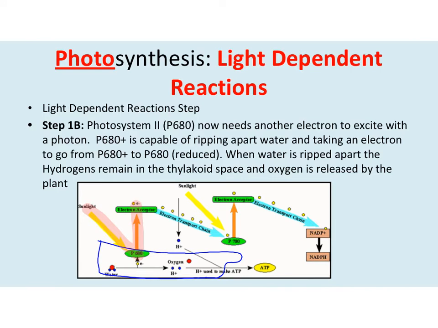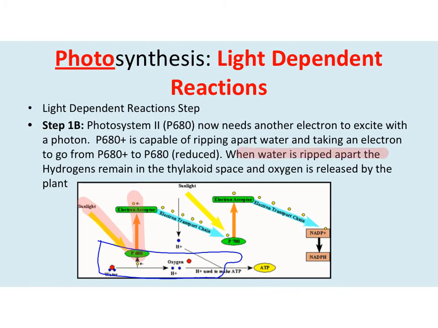Now, step 1b. Photosystem 2 P680, which we just talked about, now needs another electron to excite a photon. So P680 plus is capable of ripping apart water and taking an electron. After this electron's up here, it's just going to rip another water apart to refill it. P680 is going to keep using sunlight's photons to rip water apart and keep this little process that I'm outlining in red going over and over again.